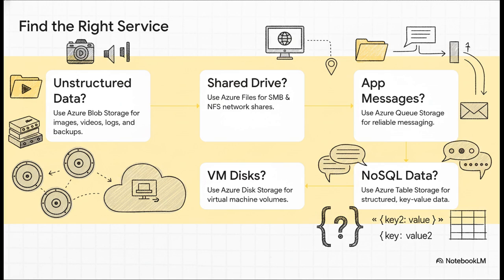First up, if you have what we call unstructured data, so think pictures, videos, log files, backups, the answer is always going to be Blob storage. Simple. Now, if what you need is a classic shared network drive, the kind you can map on your computer, that's Azure Files. For passing messages between different parts of your applications, you'll use Azure Queues. And for simple, structured, NoSQL data, that's what Azure Table Storage is for. And last but not least, for the actual virtual hard drives that you attach to your virtual machines, you're going to use Azure Disk Storage.